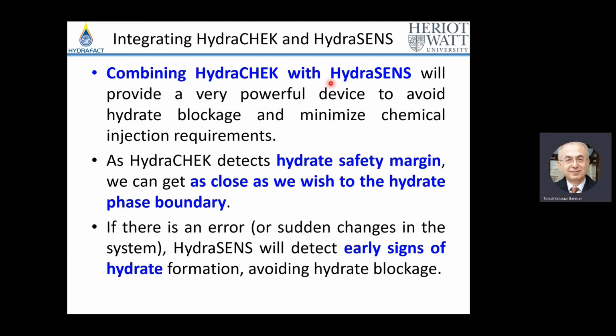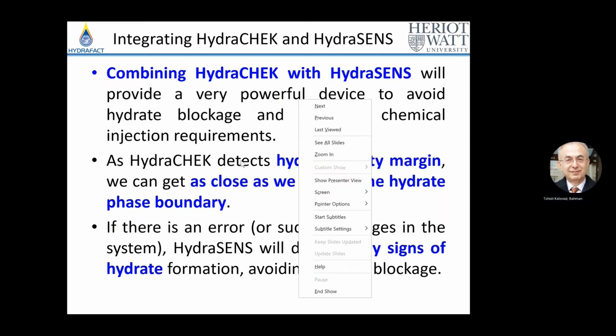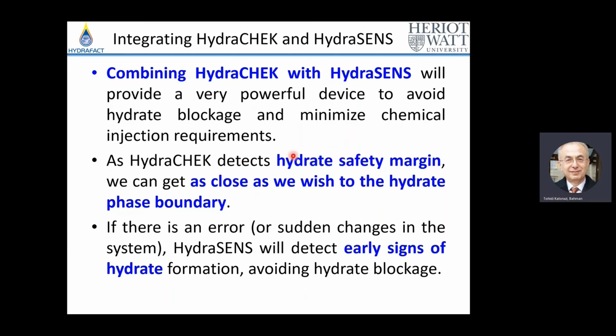Combining HydraCHEK with HydraSENS will provide a very powerful device to avoid hydrate formation. HydraCHEK detects the hydrate phase boundary, and obviously, by minimizing inhibitor, we can get as close as possible to the hydrate phase boundary. If there is an error or sudden change, HydraSENS is there to detect early signs of hydrate formation.